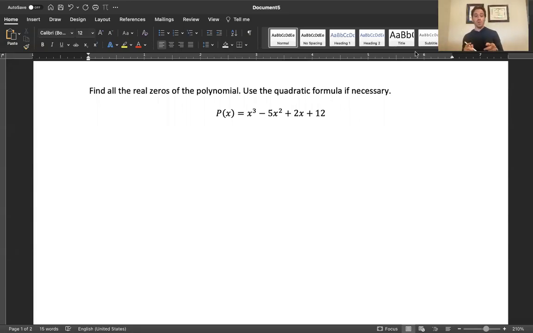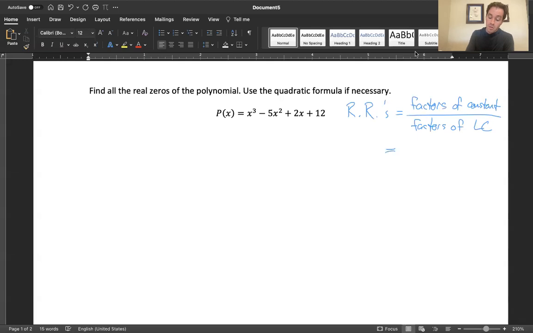Let's find some real zeros of this polynomial. We are going to be using the rational root or rational zeros theorem to get our list of possibilities. That means that the rational roots are going to be the factors of the constant divided by the factors of the lead coefficient. And that means our universe of possibilities consists of all the factors of 12 divided by the factors of 1. Remember, when there isn't a number in front of it, it has a coefficient. It's just that the coefficient is 1.